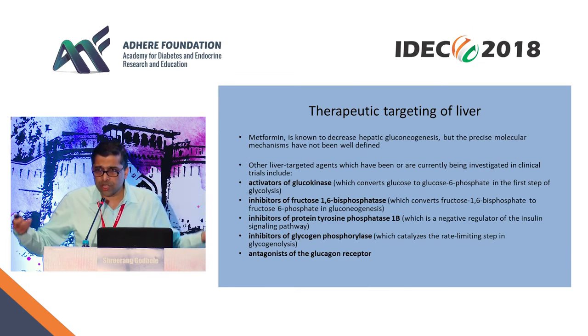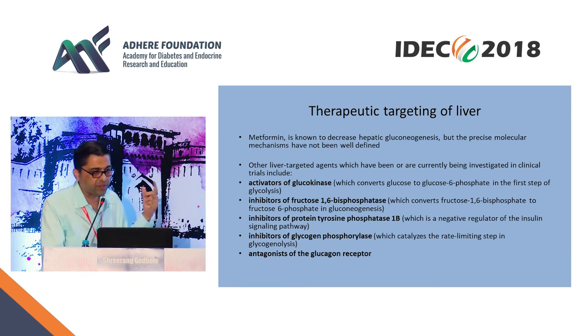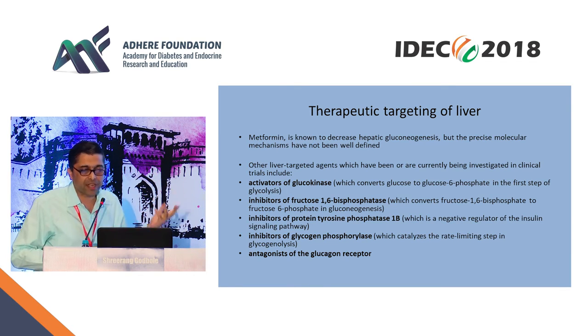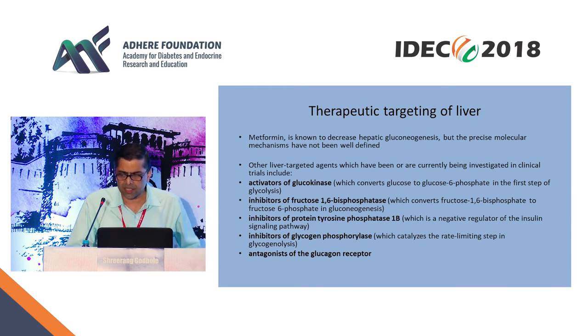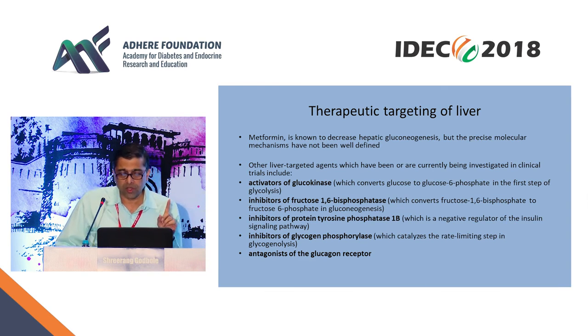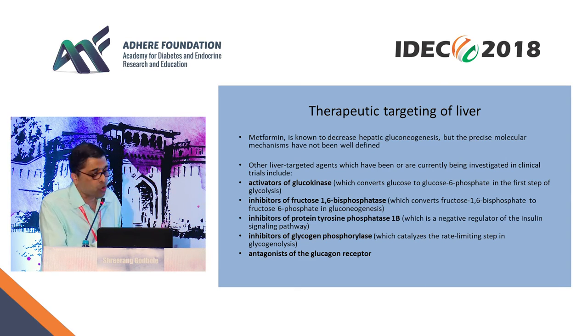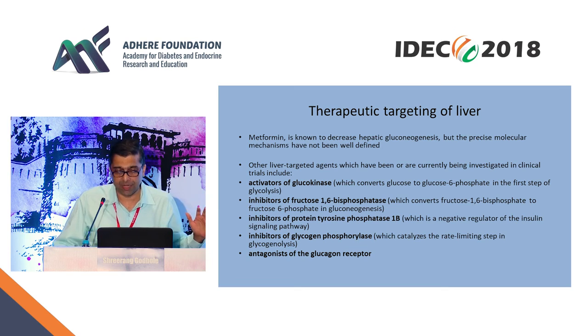Now, it's no surprise, therefore, that the drug which is the drug of first choice in type 2 diabetes predominantly targets the liver. That's metformin. There are various putative actions of metformin, but an important action is to decrease hepatic neoglucogenesis. There are, of course, other molecular mechanisms as well. And so it is not surprising that there are several agents which are being studied which target the liver. They could be activators of glucokinase. The problem with them is that they don't show a sustained action. And they also show dyslipidemia and hypoglycemia.